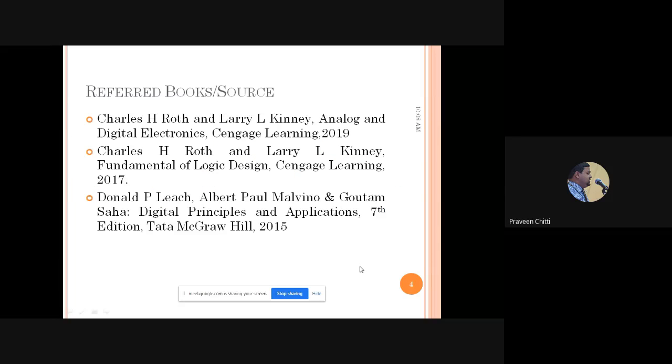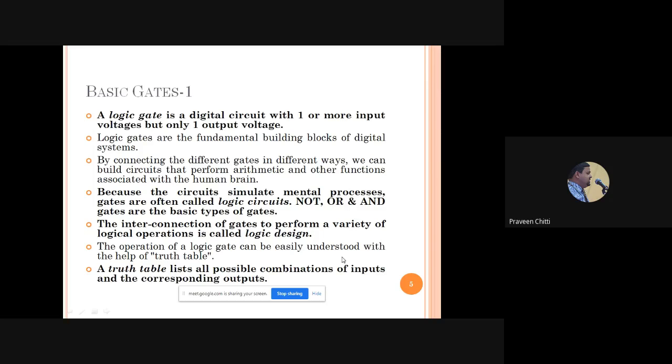This is a reference book, as I already told, by Charles H. Roth and Larry Kinney, and that is the textbook you have to refer for this particular subject, that is 2019 edition, which covers the entire syllabus. All the 5 modules are covered in this particular book, right? So quickly we'll revise the fundamental things related to digital electronics.